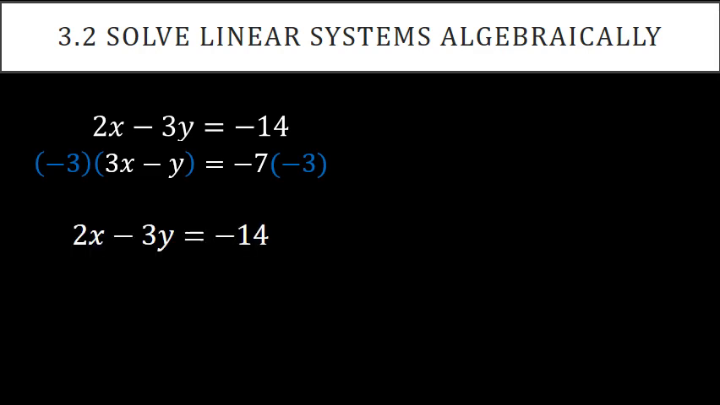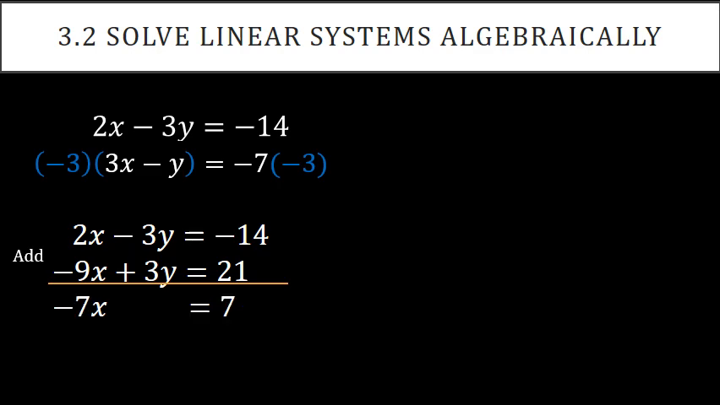Let's rewrite our system now. That's our first equation. Here's the second equation after I've multiplied by -3. If I add the equations together, we'll get -7x, 0y's, and it equals 7. Divide by the -7 to solve for x, and x is -1.